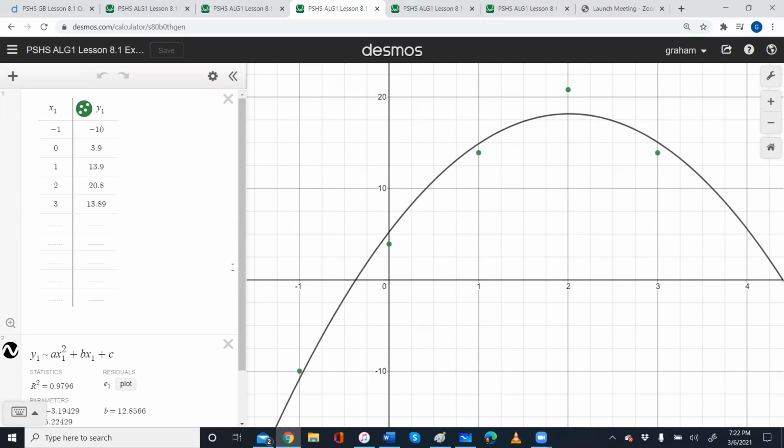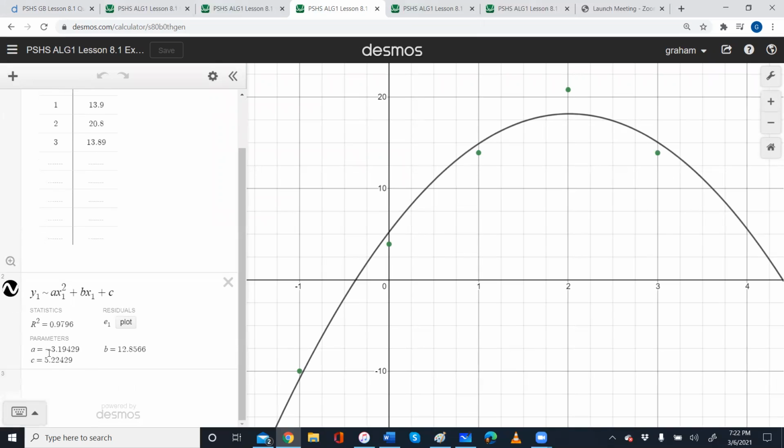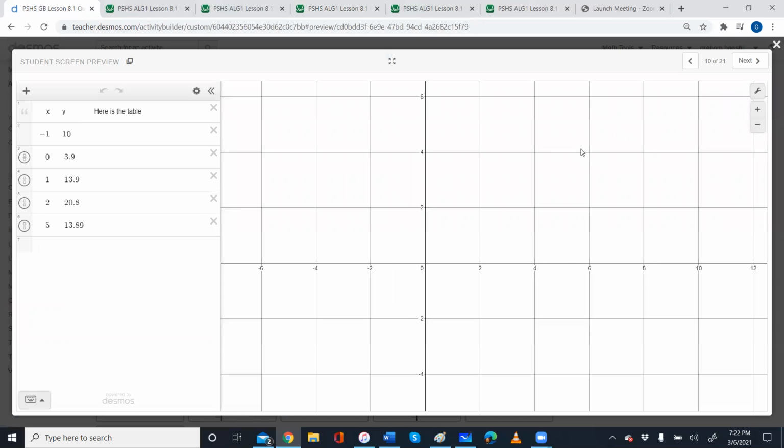As you type in the equation again, just check the picture to make sure. You can see the values are going up, but then they're coming down again. That's why we think this is quadratic. And you can see the numbers at the bottom here. So it would be negative 3.19 x squared plus 12.85 or 86 even x plus 5.22. Go back to the original one.